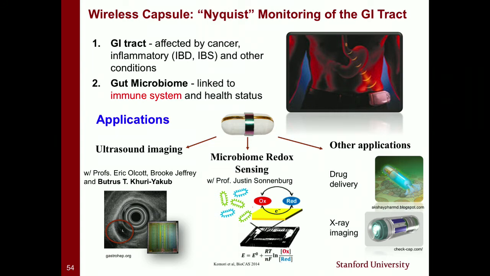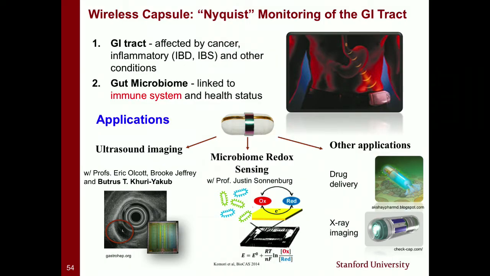One is an ultrasound imaging pill cam, collaborating with our friends in the medical school and Professor Pierre Khuri-Yakub in the EE department. This pill will provide radial ultrasound images at 4 frames per second for 8 hours, and it continuously transmits that data out. So you get ultrasound images for about 5 centimeters depth going through the GI tract, through the entire GI tract.